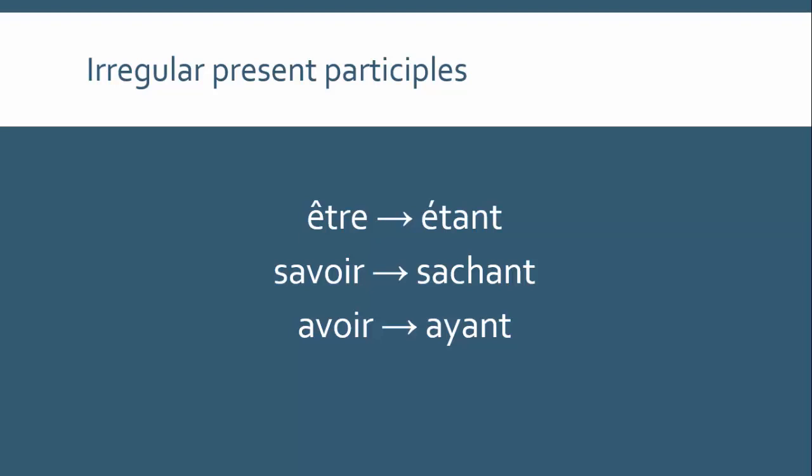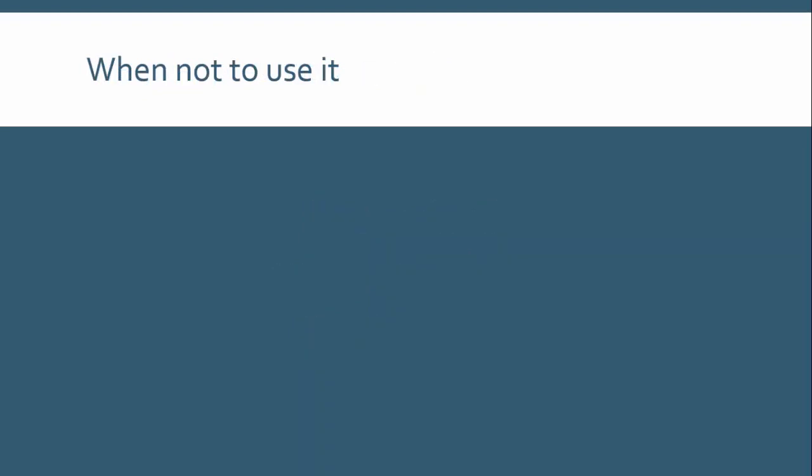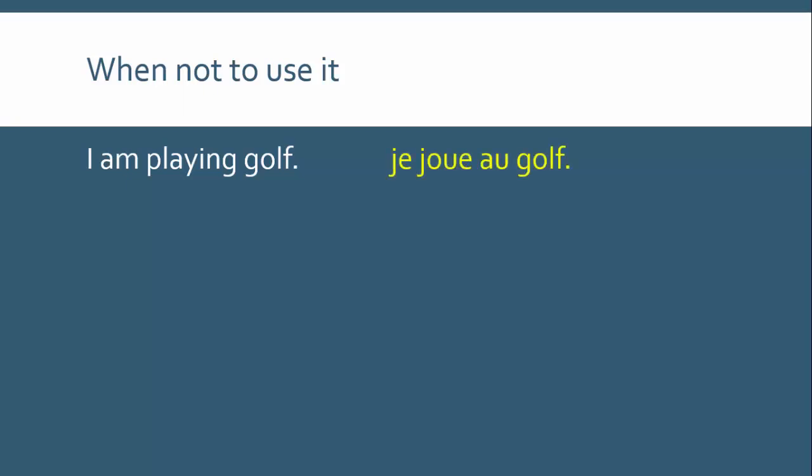So now the question is, when do we use it? Or rather, when do we not use it? As I said before, in English we use the present participle an awful lot, and it's important to know when we use it in English and when we don't use it in French. So, for example, in English we can say, I am playing golf. This is a typical example of the present continuous tense, i.e. the action is happening right now. In French, though, the only tense that we can use to express an action which is happening right now is the present, and so to translate this, we would simply say je joue au golf.